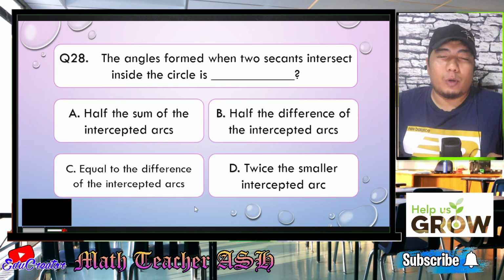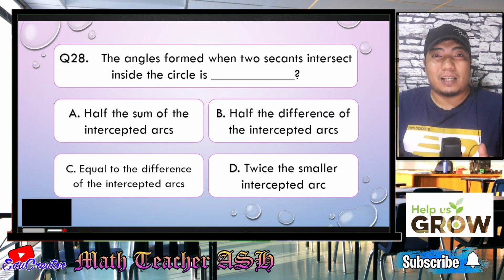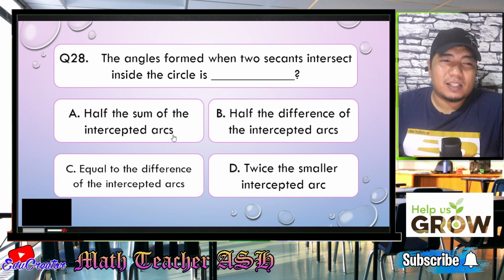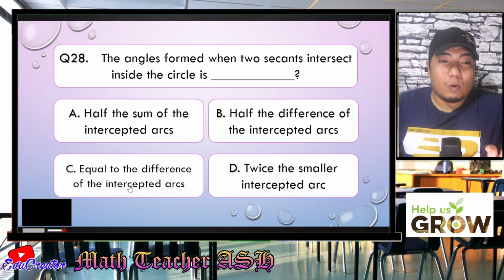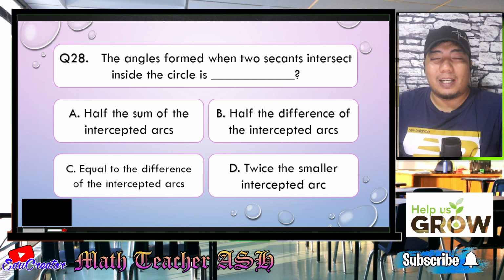Now let us go to question number 28. The angle formed when two secants intersect inside the circle is blank. A, half the sum of the intercepted arcs. B, half the difference of the intercepted arcs. C, equal to the difference of the intercepted arcs. Or D, twice the smaller intercepted arc. I'll give you 5 seconds to think about your answer.